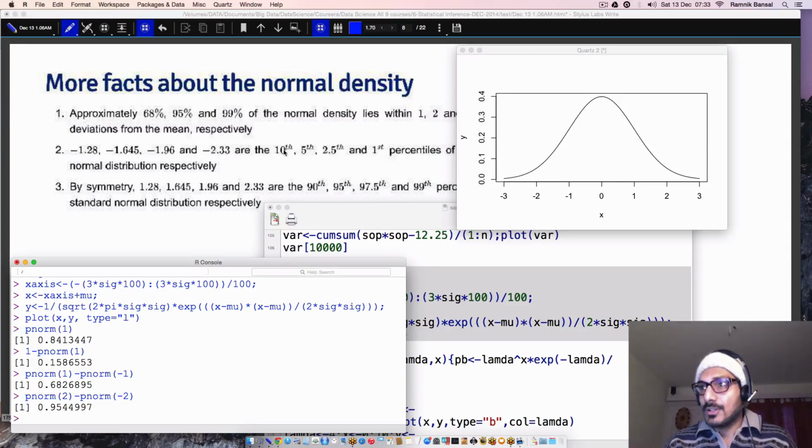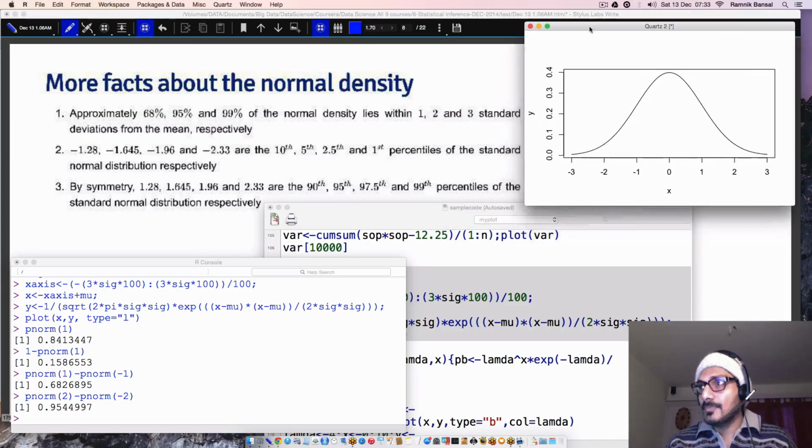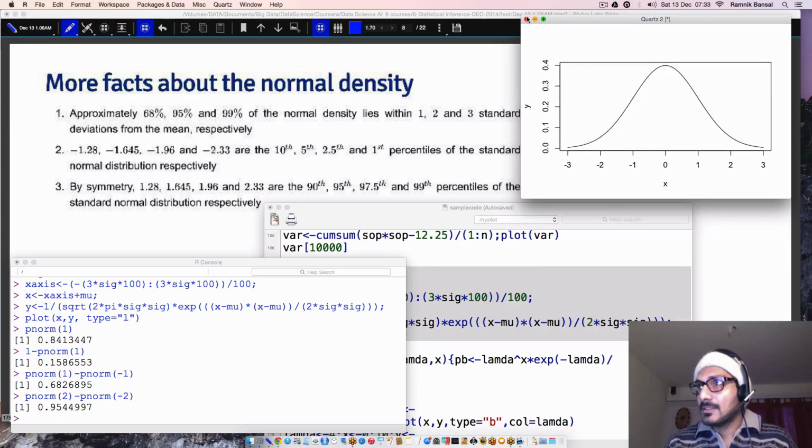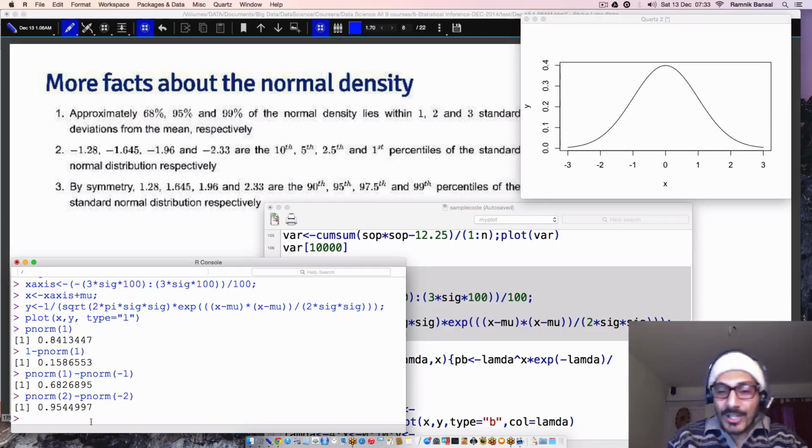Now the next thing he's saying is, what percentile is this? If I take a point here, that is minus 1.28, how much percent of the total area under the curve comes in this region? How can I compute that? I'm interested in the quantile, so I say qnorm.